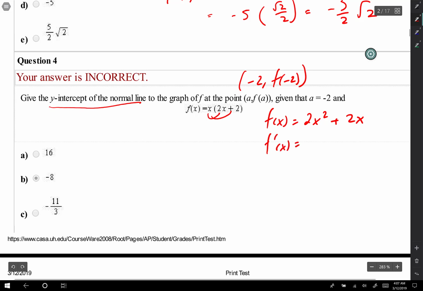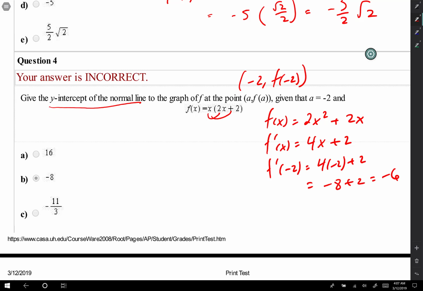2 times 2 is 4, so 4x plus 2. I'm going to plug in a -2. I know this is not normal, but this is my tangent slope. So 4 times -2 plus 2, -8 plus 2. All right, so that's my tangent slope.